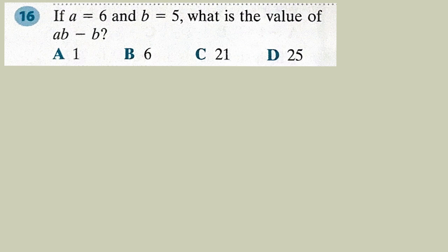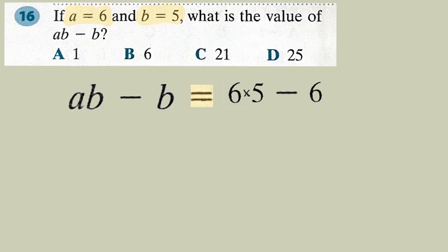Letters again, letters representing numbers. A will represent 6 and B will represent 5. And what's the value of AB minus B? By substituting A and B for 6 and 5. For 6 times 5 minus 5, just work that out. It'll end up being 25. So I'll highlight D.